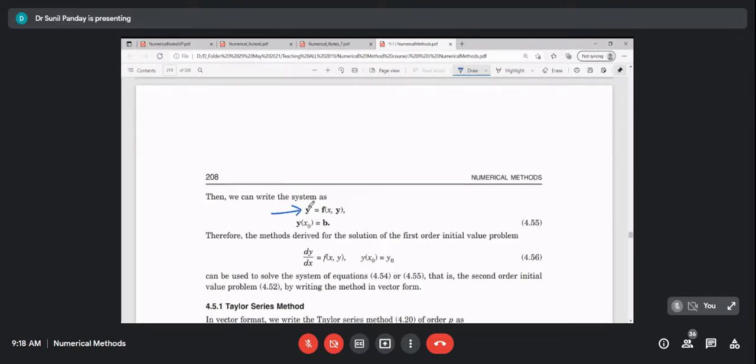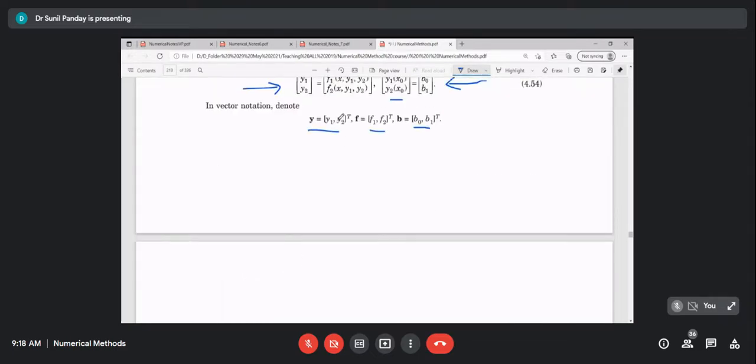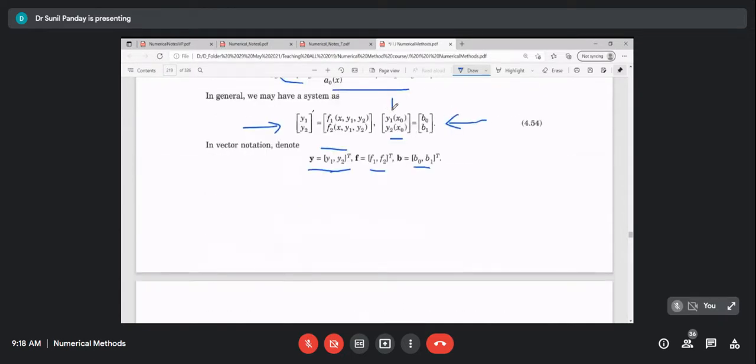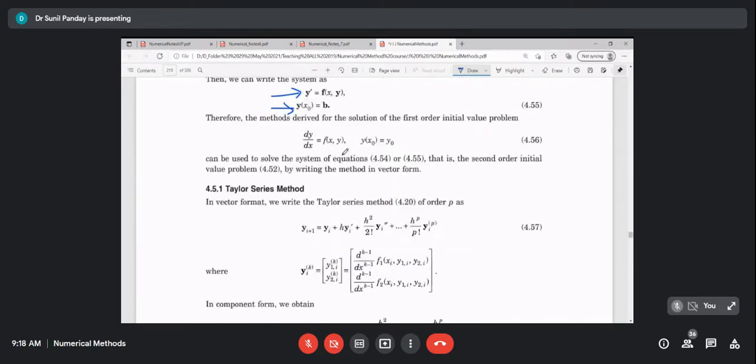Here this bold y is actually this matrix transpose, and the initial condition is y of x naught. Y of x naught means this matrix, having first entry y1 of x naught and second entry y2 of x naught, and these are the b matrix, having first entry b naught and second entry b1.